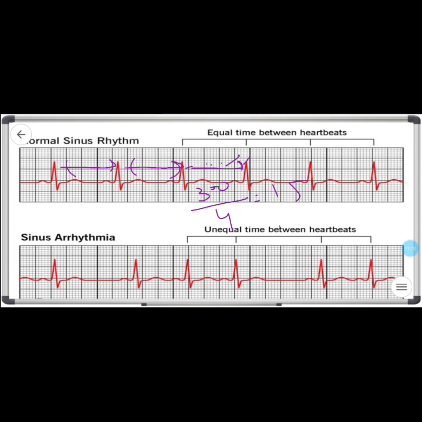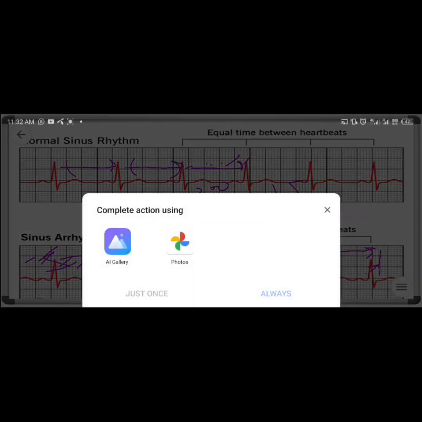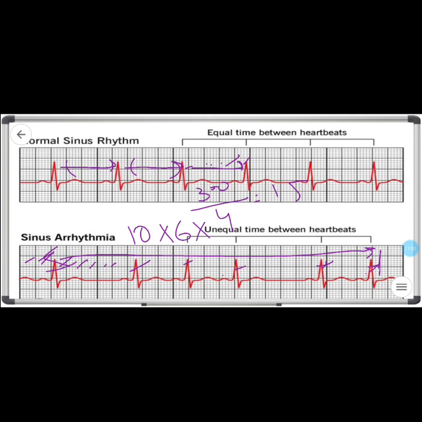Here you're going to apply the other method, that is counting the 30 large boxes. Starting from anywhere, you can start from here, or here, but you have to continuously count 30 consecutive large boxes. Say, for example, we start from here, it's 1, 2, 3, 4, 5 and up to here it's 30. I have to calculate the number of R's in these 30 boxes: 1, 2, 3, 4, 5 and 6. So 10, the constant, multiplied by 6, that is 60. So that's how you calculate the rate.